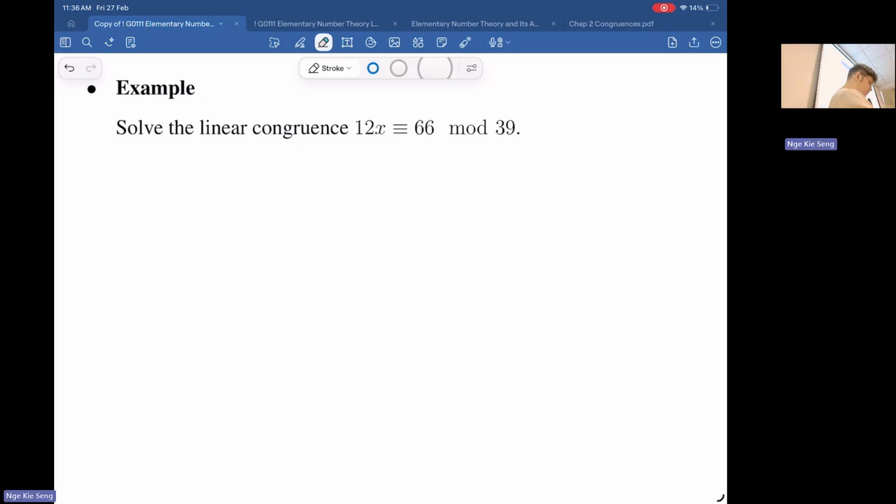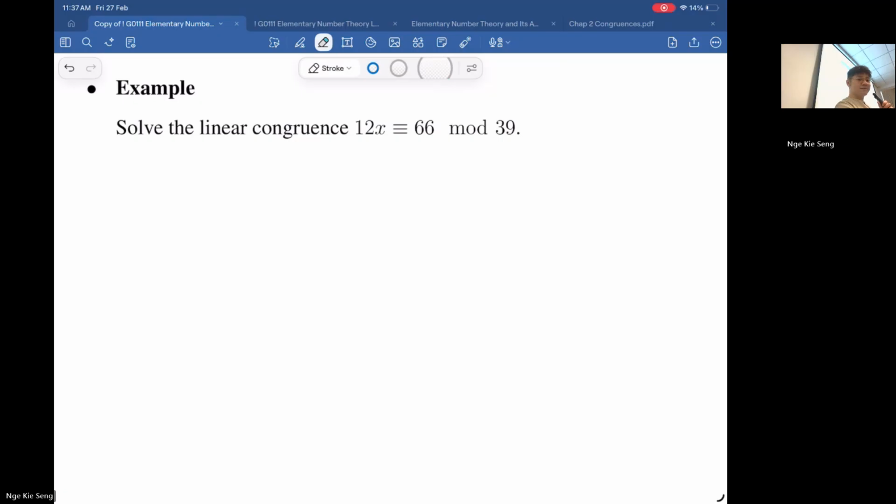I taught you at least 3 ways to solve these, right? You can use a linear Diophantine equation, or you could use the brute force method, but then here you have 0 to 39 to try. Or you could use the simplification, if you can simplify it.